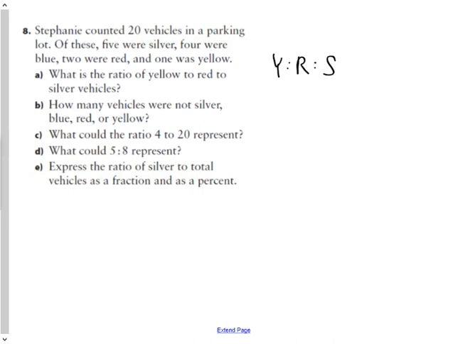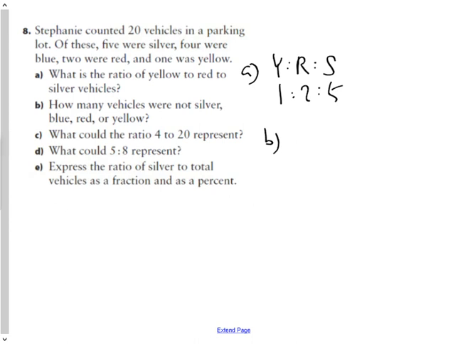So the number of yellow vehicles was 1. The number of red vehicles was 2. And the number of silver vehicles was 5. So my ratio has to be 1 to 2 to 5 in that order, because I want to make sure yellow is my first, red is my second, and silver is my third. So that is your answer to A. It's a 3-term ratio.